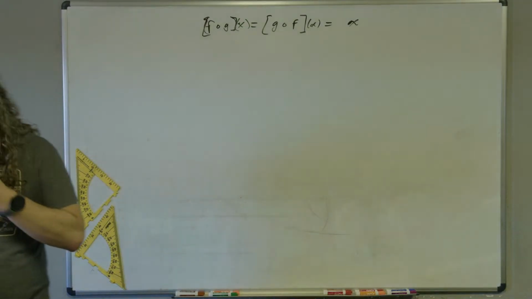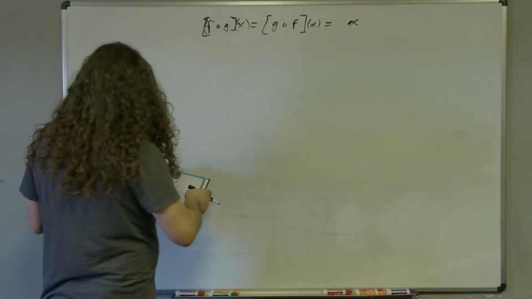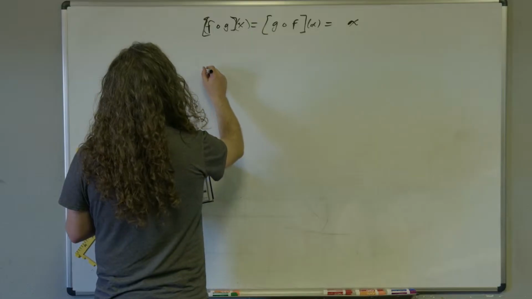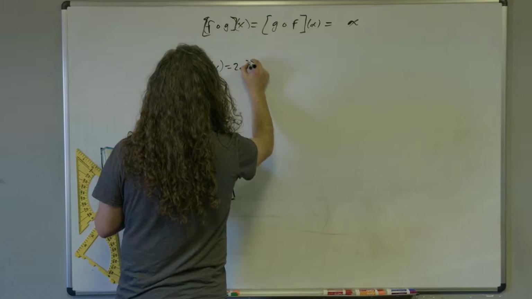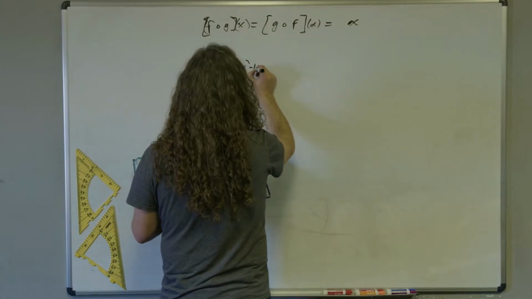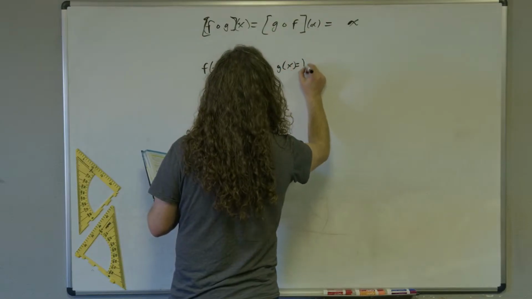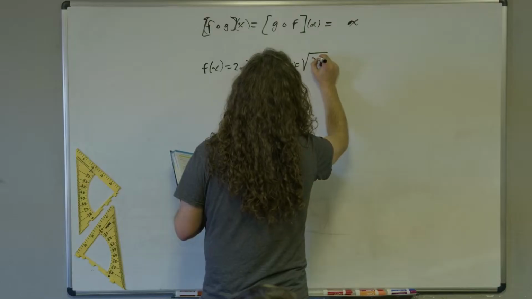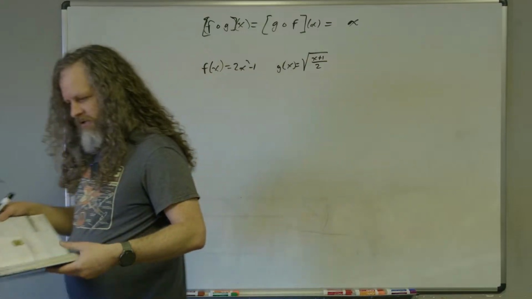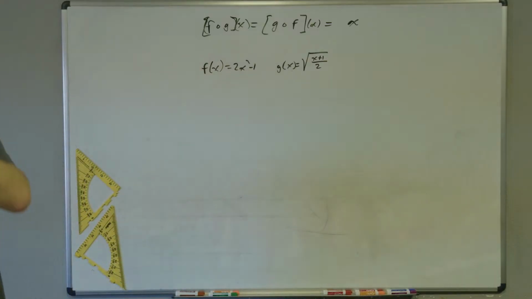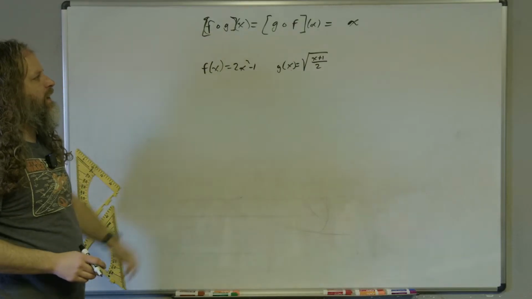Okay. So, doing one example, let's do the more ugly one. Let's find out whether f of x equals 2x squared minus 1, and g of x equals the square root of x plus 1 over 2. Let's find out whether those are or are not inverses. So in order to do that, we have to find f of g of x and g of f of x.